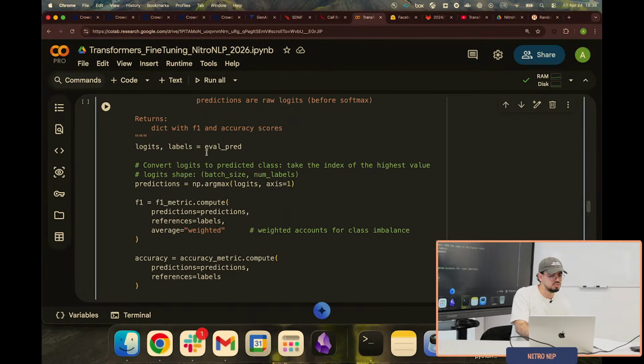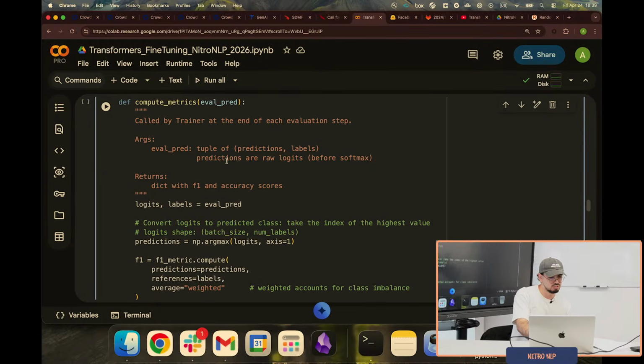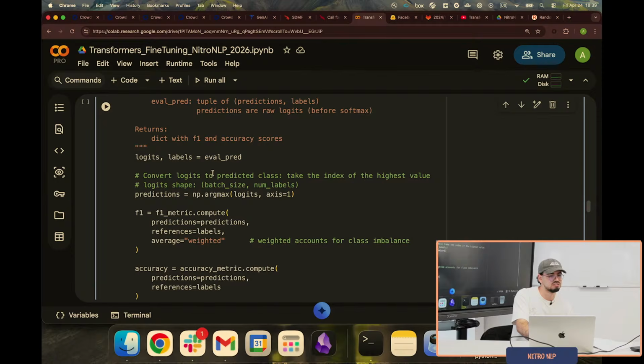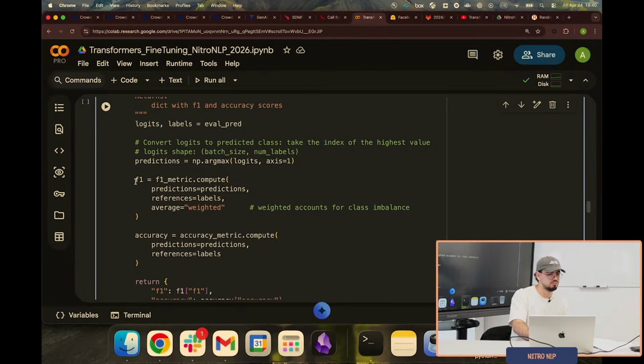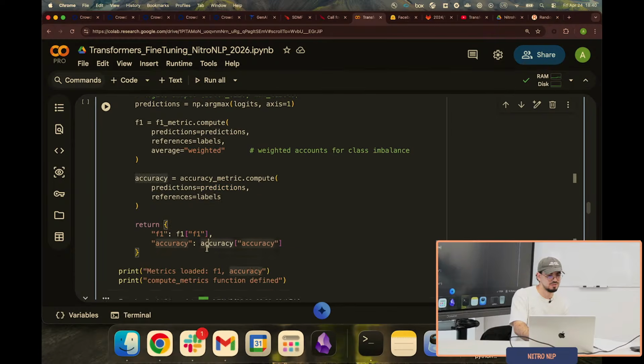So we have a compute metrics function. We have some logits and labels, which are returned and are equal to the evaluation predictions. We will need to convert those logits, which give us the probabilities, to the predicted class, so we take the index of the logit with the highest value. And the F1 metric would be computed with a weighted average, because we want to account for class imbalance as well. And the accuracy is the accuracy.